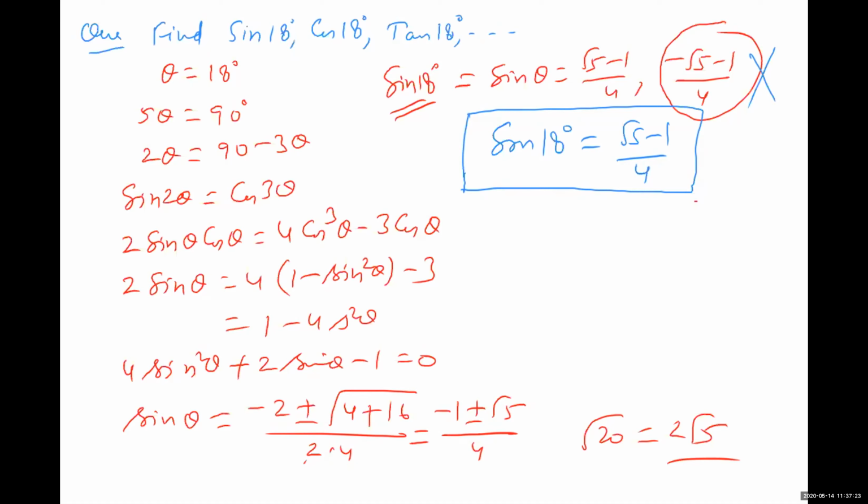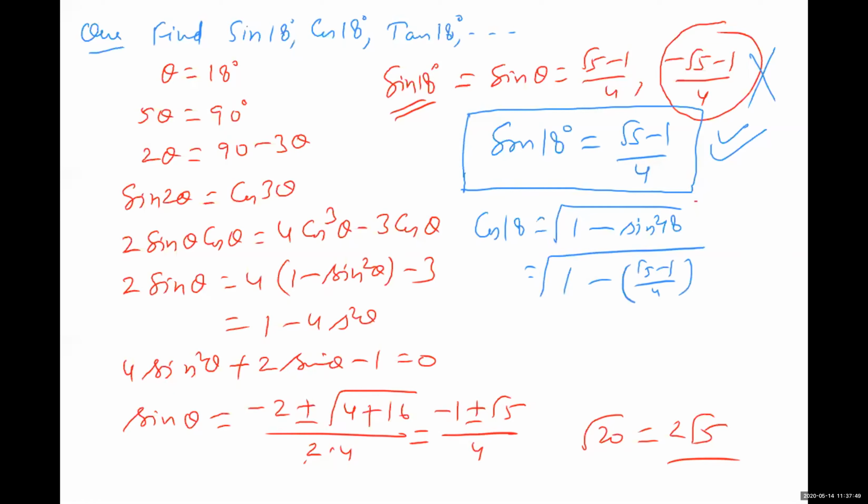This is a very important value. You have to remember it. Sin 18 is equal to under root 5 minus 1 upon 4. This you must remember. From here you can calculate cos 18 is equal to under root 1 minus sin square 18. So that is under root 1 minus under root 5 minus 1 upon 4 whole square.